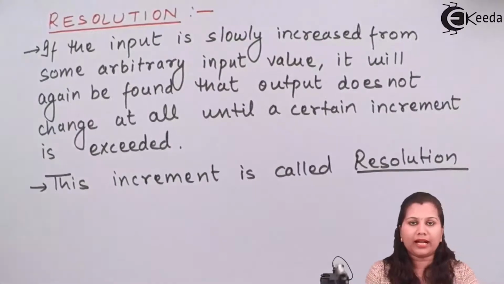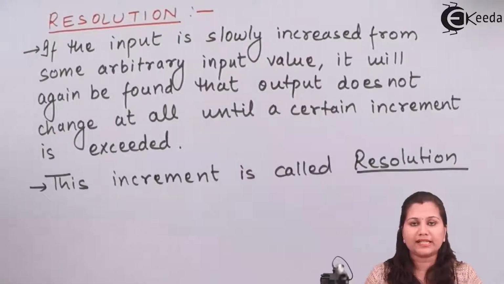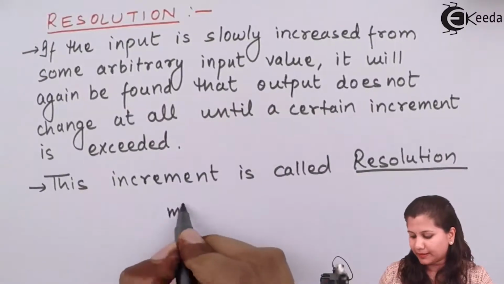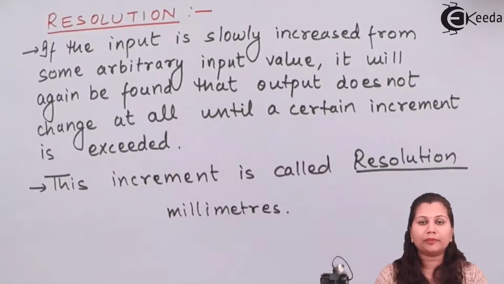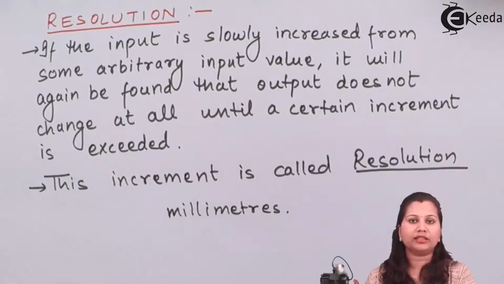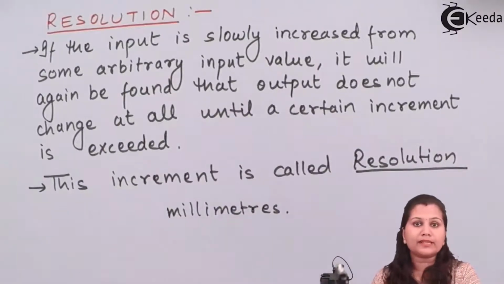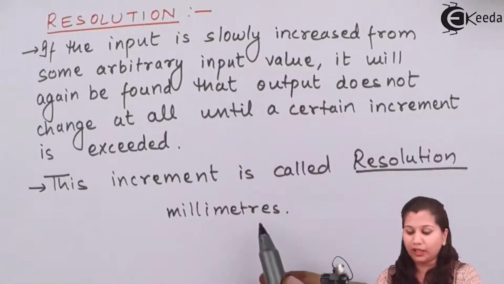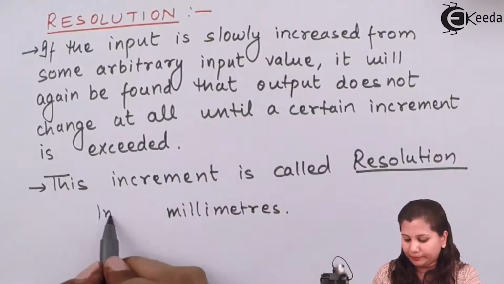Suppose that we are measuring the length of a device, or the length using a scale. In the scale we see that the smallest division is in millimeters. Now suppose we are using an instrument to measure the length of a device, so the smallest division which the instrument can measure is in millimeters. In millimeters, the smallest division is 1 mm.